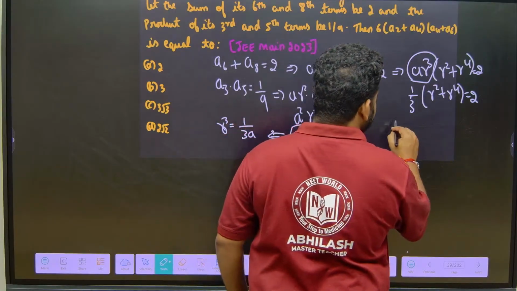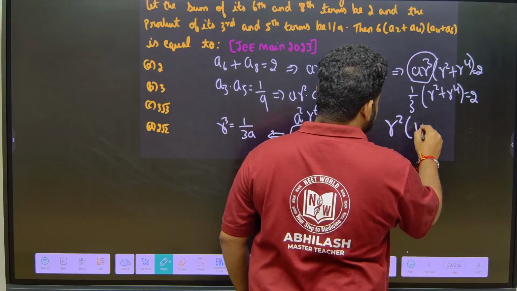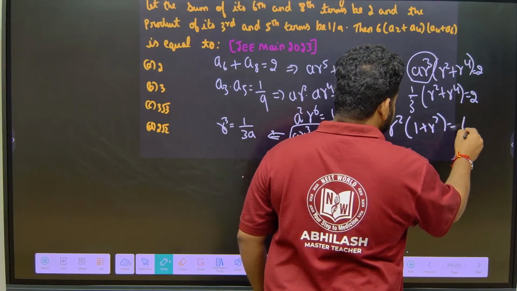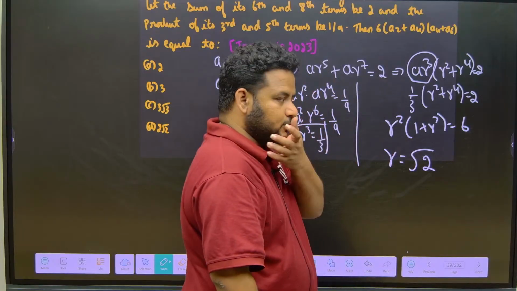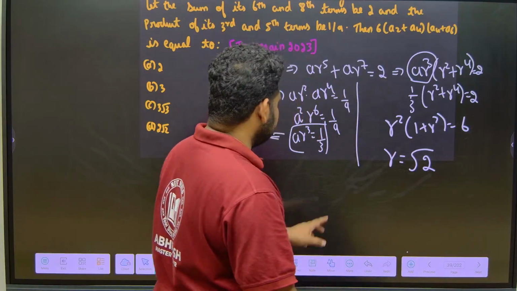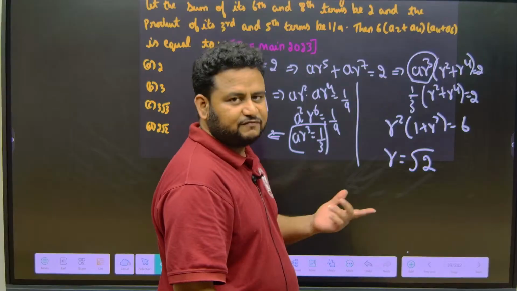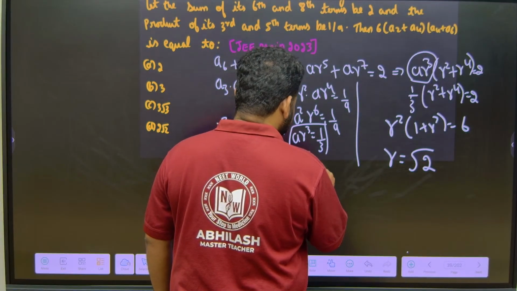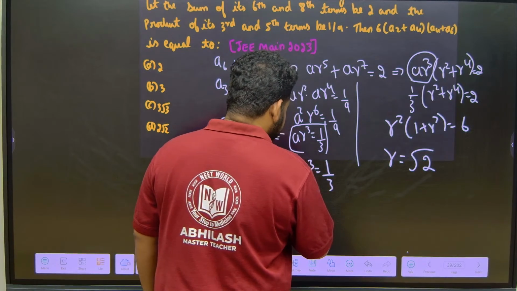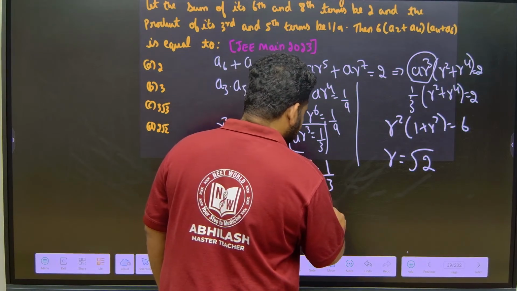If I take r square outside, 1 plus r square, I will get it as equal to 6. So this gives me r is equal to root 2. If I get r is equal to root 2, definitely I can find a. So r is equal to root 2 means ar cube is equal to 1 by 3. So that means 1 by 3 into root 2 whole cube.